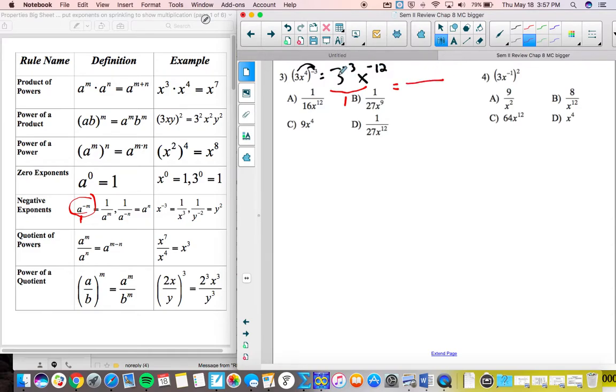So I'll take this, move it to the bottom, and make its exponent become positive. And same with the x. I'll move it to the bottom, but I'll make its exponent become positive. Well, there's nothing left on top. When we talk multiplication or division, we need to have a 1 there as a placeholder. So there's a 1 on the top.